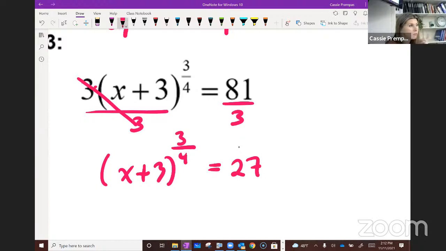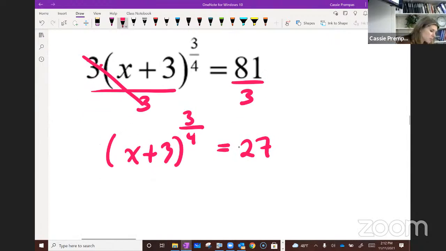Now, based on what you did above, how would you get rid of this power 3/4? You could put it into a radical, but it might be more confusing of how to solve it. Multiply by 4/3. And when we say multiply, we're meaning raise it to, right?